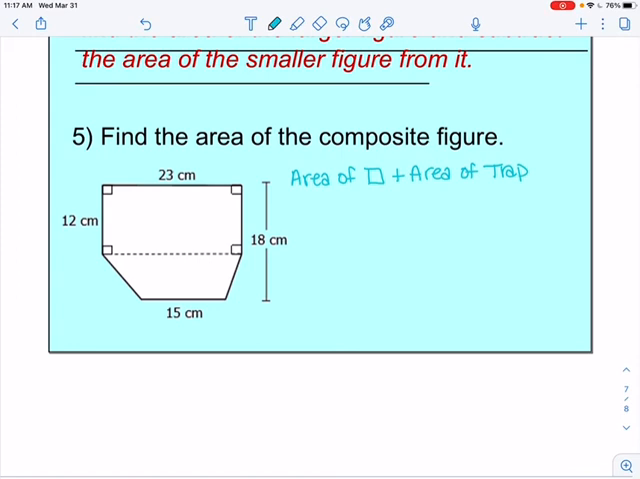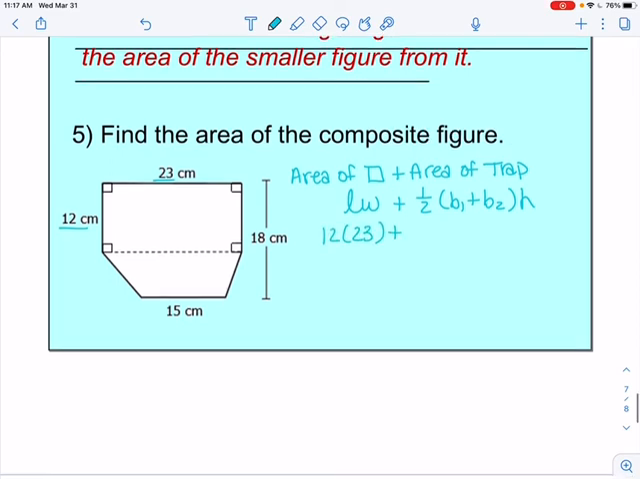Okay, now I'm going to put in the formulas for each one of those. The area of a rectangle is length times width. And to that, I'm going to add the area of my trapezoid, which is 1/2 of the base 1 plus base 2 times my height. And now from the picture, we'll just plug our information in. So for our rectangle, our length and our width are 12 and 23. So I'll have 12 times 23. Bring down the plus sign, bring down the 1/2.